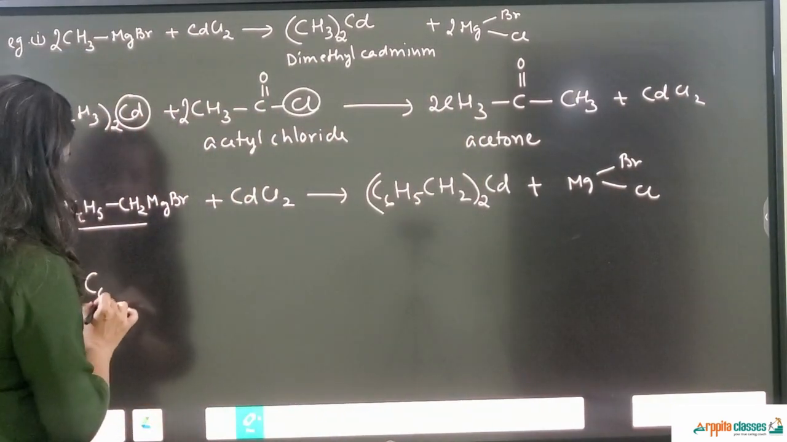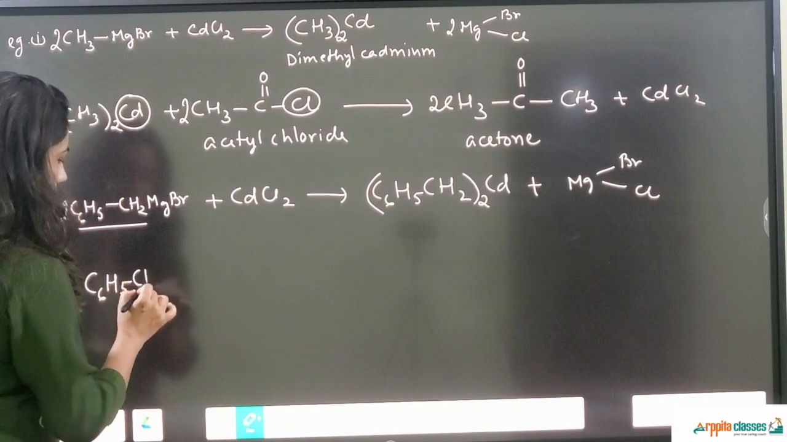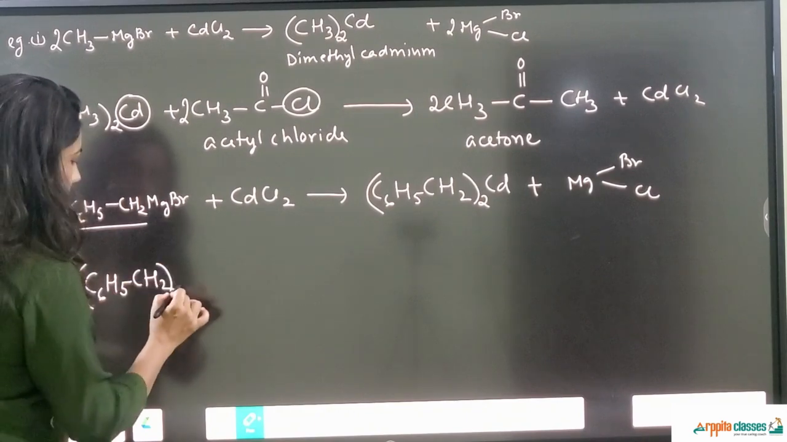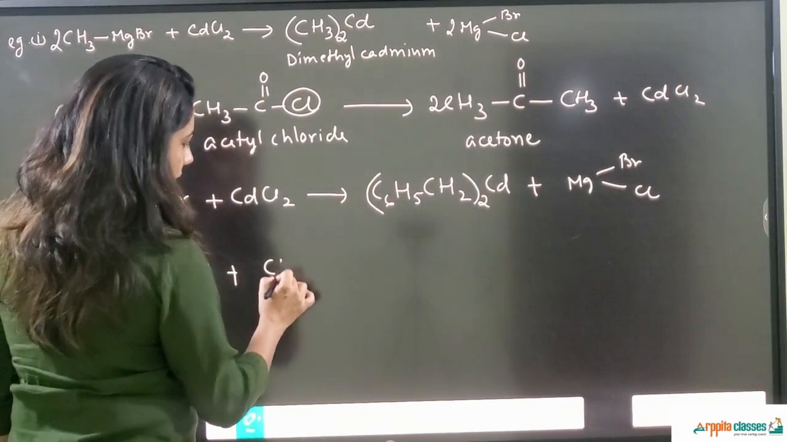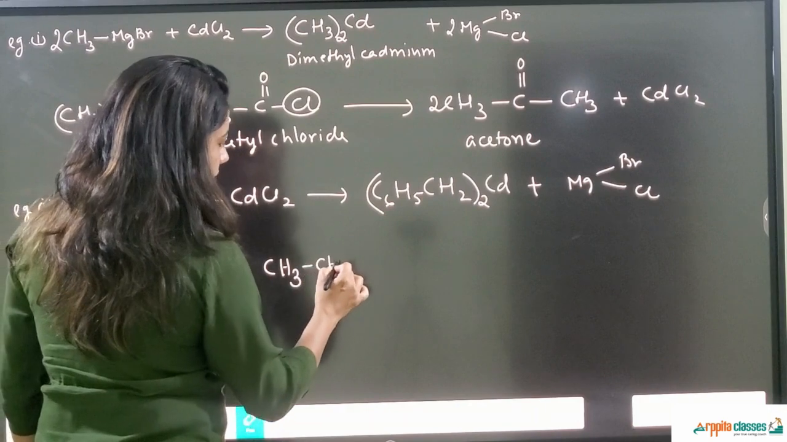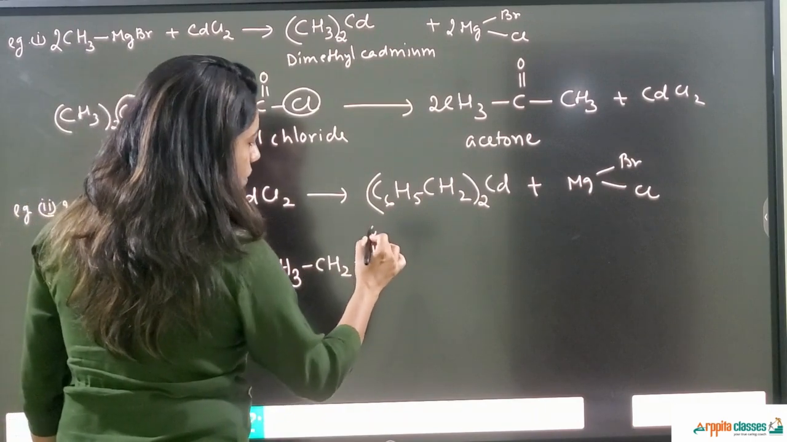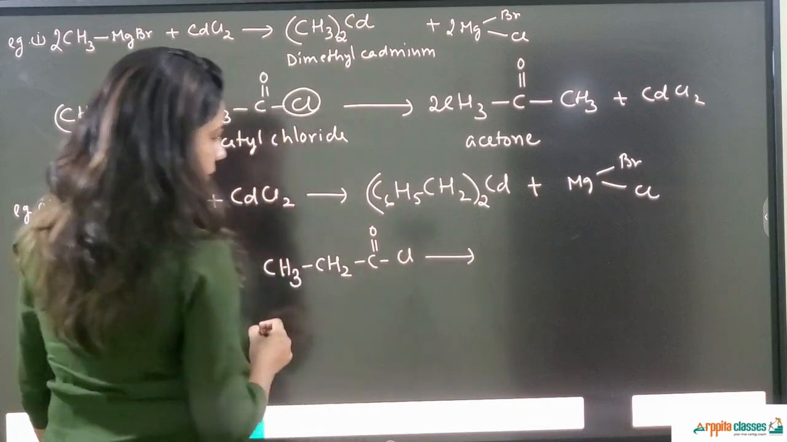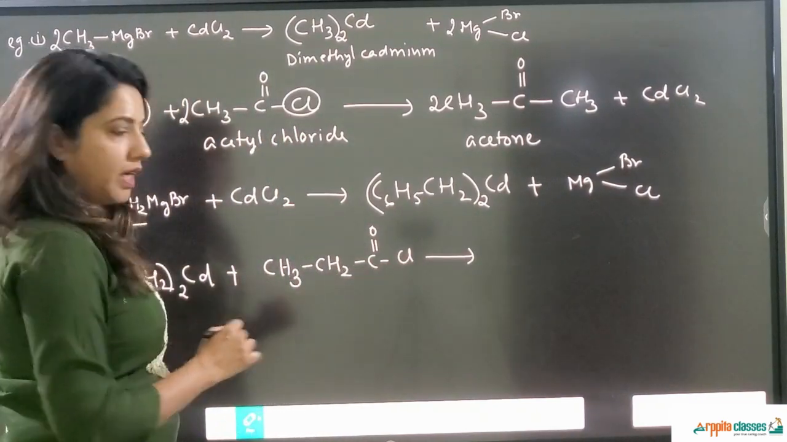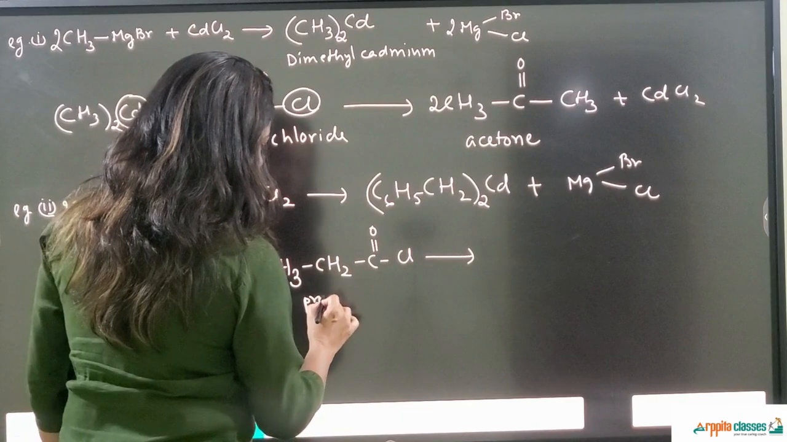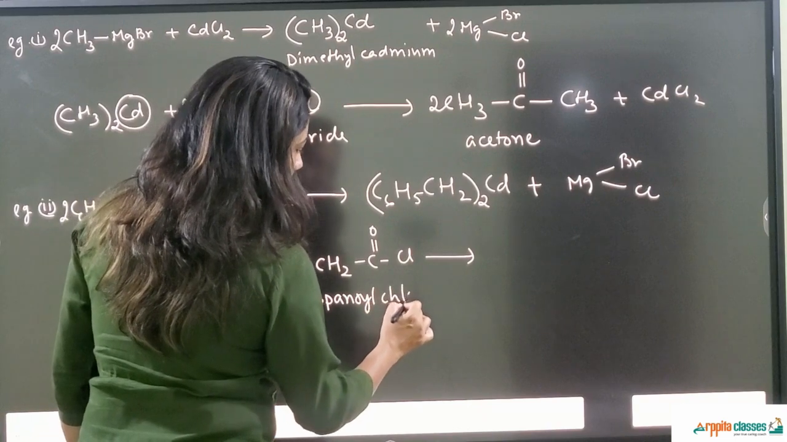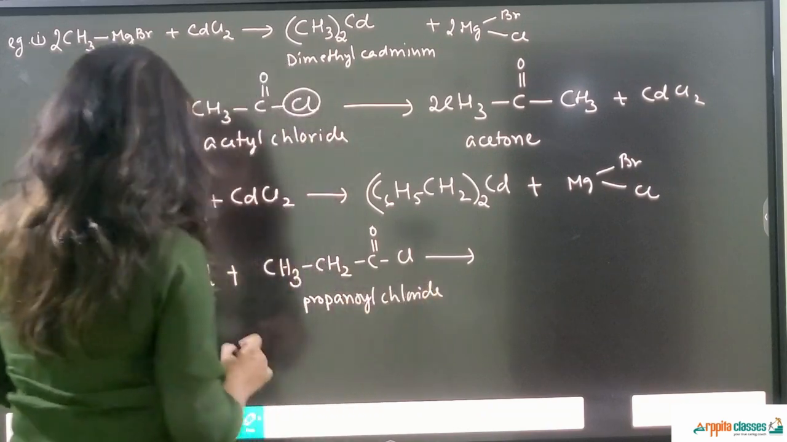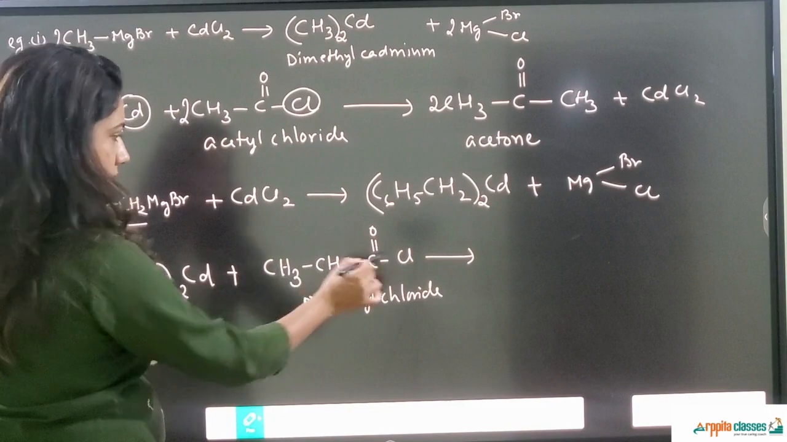So I'll take the reagent here, (C6H5CH2)2Cd plus acyl chloride. I'm taking CH3CH2COCl. This is your propanoyl chloride, 3 carbon atoms. Propanoyl chloride. Okay. Now this CdCl2 will come out.